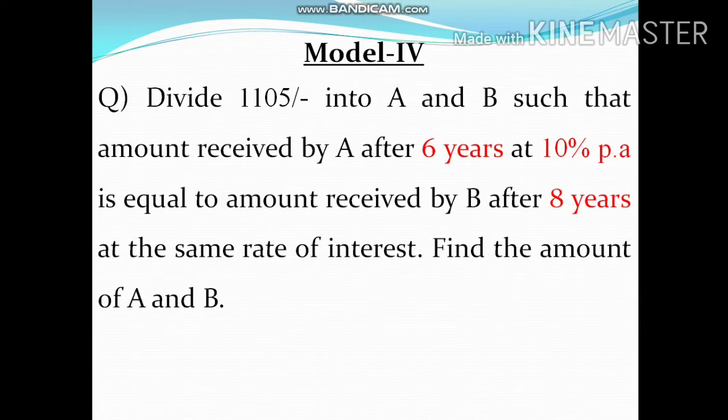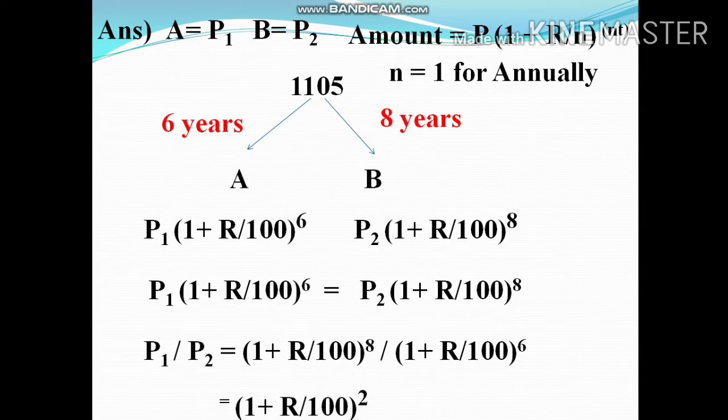Divide 1105 rupees into A and B such that the amount received by A after 6 years at 10% per annum is equal to the amount received by B after 8 years at the same rate of interest. Find the amount of A and B. Here the principal amount 1105 rupees is given to A and B.